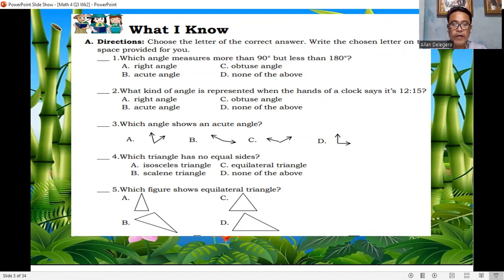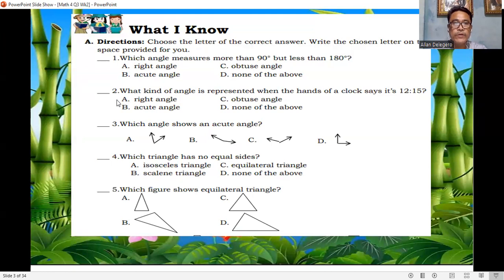Let's see how much you already know about the lessons. Choose the letter of the correct answer. Write the chosen letter on the space provided for you. Number 1. Which angle measures more than 90 degrees but less than 180 degrees? A. Right angle. B. Acute angle. C. Obtuse angle. D. None of the above.